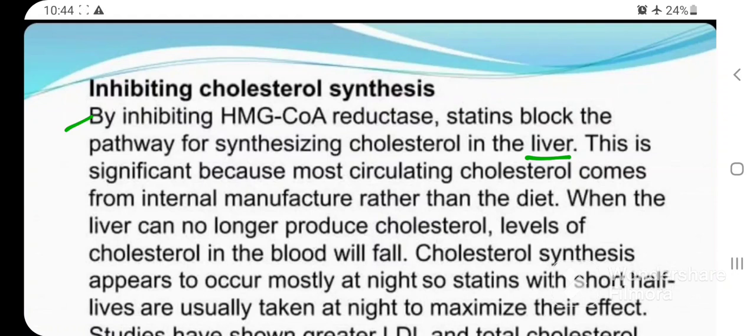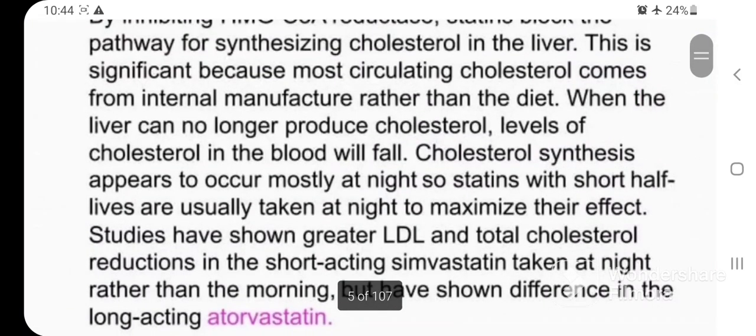When the liver can no longer produce cholesterol, the levels of cholesterol in the body will fall. Obviously, if the liver won't produce cholesterol, the cholesterol level decreases. Cholesterol synthesis appears to occur mostly at night, so statins with short half-lives are usually taken at night to maximize their effect. We take these statins at night because cholesterol is synthesized at night, so they directly act on the liver and stop the synthesis of cholesterol. Clear?